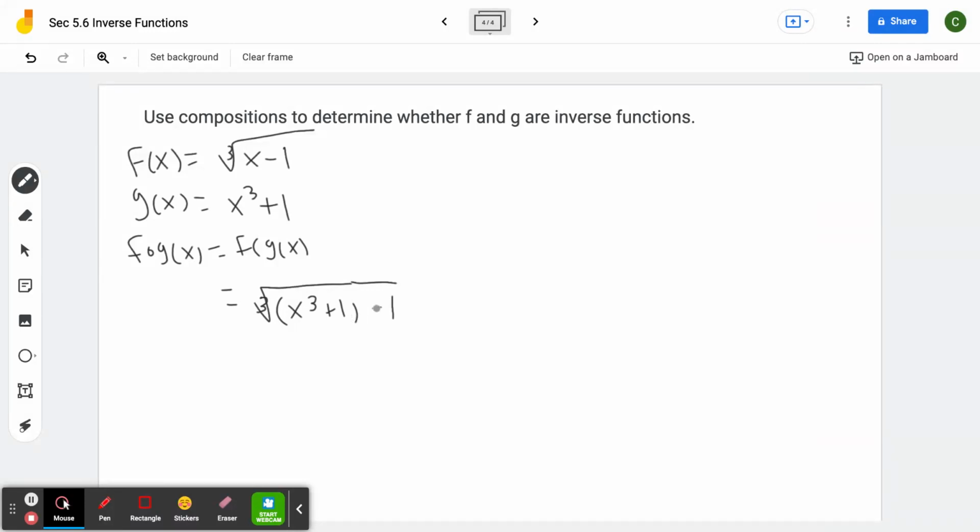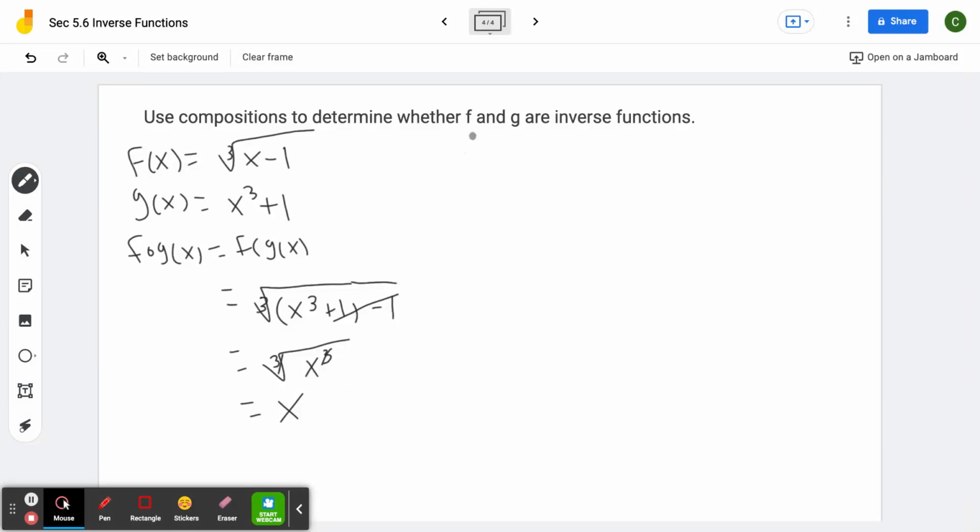So the plus 1 and minus 1 will cancel out, and I have the cube root of x to the third. And so the cube root of x to the third, the 3's are going to basically cancel out, and I have left just x. So that works. And we want just x.